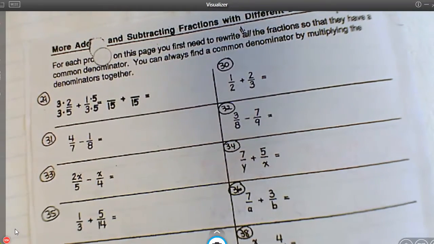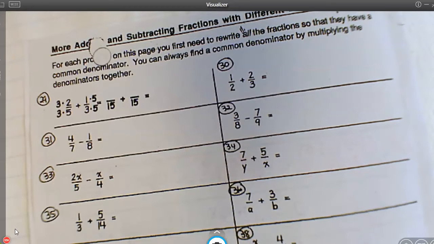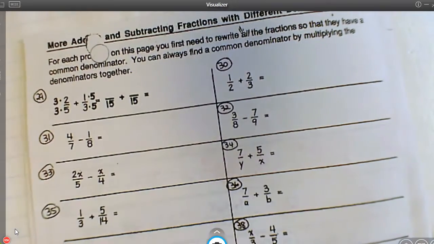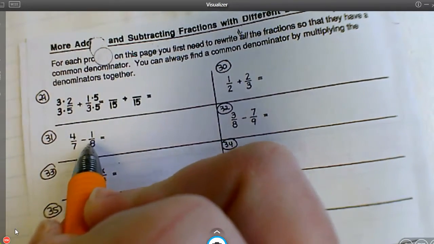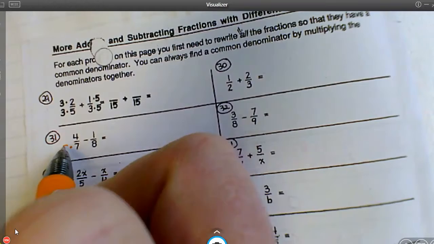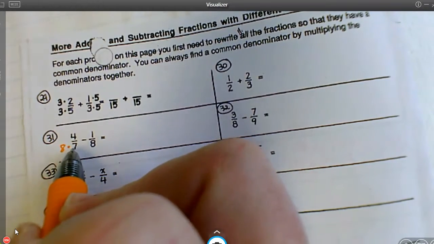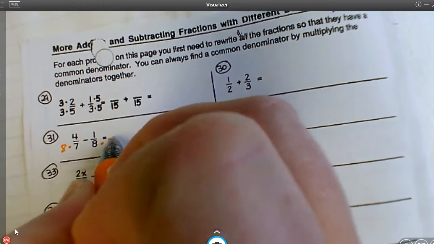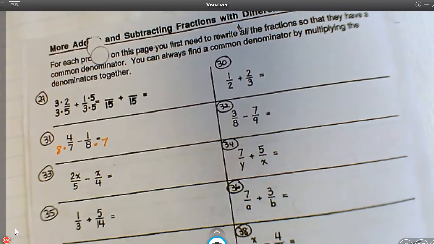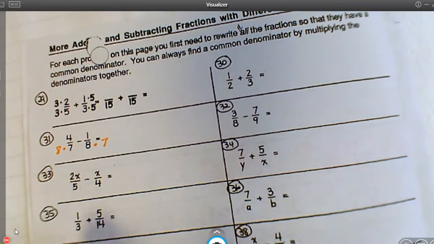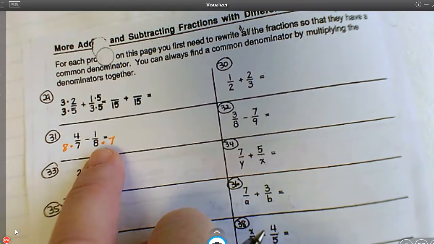So we have a 7 and an 8, and we're trying to find something that both 7 and 8 go into. A lot of times if you multiply them together, that will give you the common denominator that you want. Especially when there's a bunch of x's and y's, I'm going to take whatever this denominator is and multiply it here, and whatever this denominator is, I'm going to multiply it there. Because when I do that, that makes two denominators that are the same. See, 8 times 7 is 56, 8 times 7 is 56, so I've made the denominators the same.